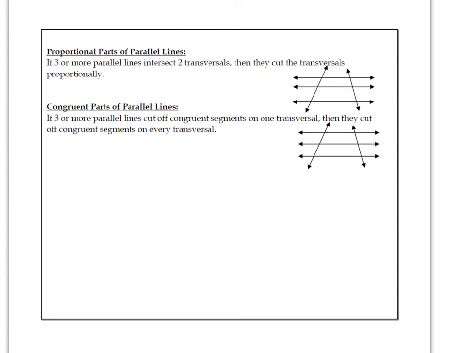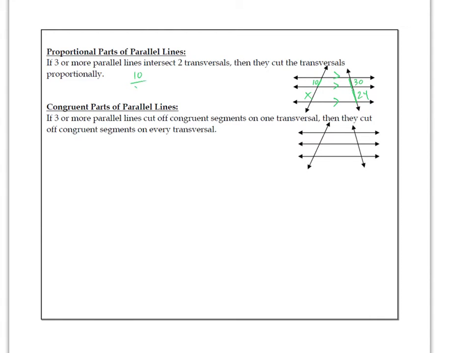Proportional parts of parallel lines. If 3 or more parallel lines intersect 2 transversals, then they cut the transversals proportionally. So take a look at this picture over here. Let's say that these 3 lines are all parallel. And let's say the distance right here is 10, and let's say the distance over here is 30, and let's say the distance over here is 24, and let's say we don't know this distance. Now, obviously, it's not drawn to scale, but that's okay. If those 3 lines are parallel, the little segments in between them on the transversals will be proportional.